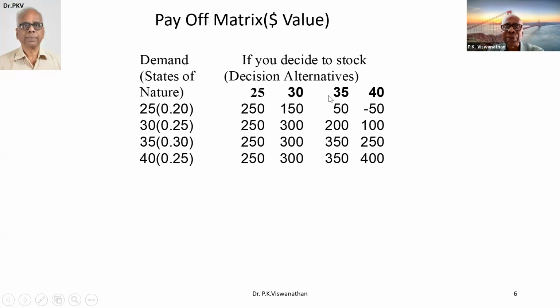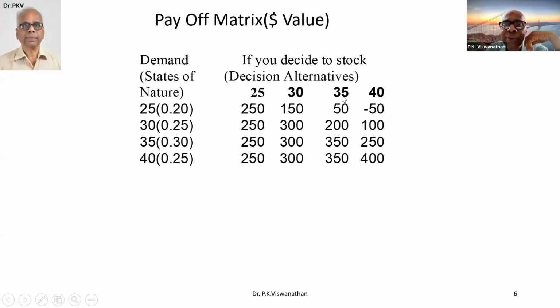Now let us look at alternative 35. 25 dozen is the demand. Therefore, I make $250 cash flow, but 10 dozens excess stock, 10 into 20, $200 I lose. So 250 minus 200, it becomes 50. Now 35 dozens is the stock, but demand is 30. So I sell 30 dozens, make $300. 5 dozens excess, I lose 100. 300 minus 100, it is 200.